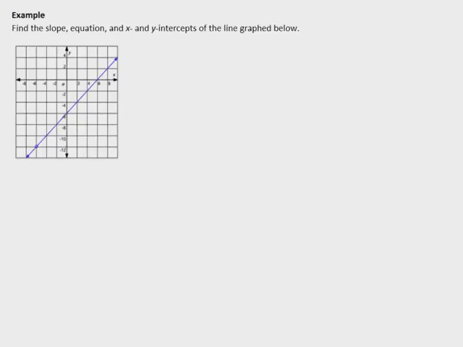Find the slope, equation, and x and y intercepts of the line graph below. So they want the x and y intercepts. That's very easy. I'll just read it out. The x-intercept is 6, 0. The y-intercept is 0, minus 6. What's the slope? I just use these 2 points to find the slope. So my 2 points are 6, 0 and 0, minus 6.